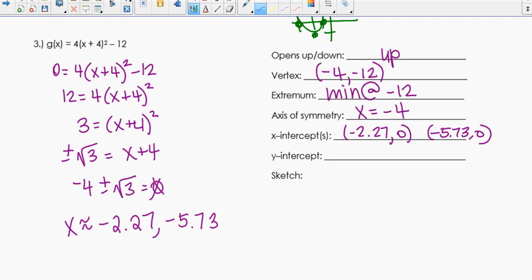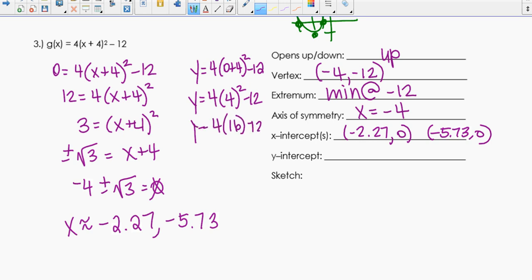All right, y-intercept, you're going to set x equal to 0. So we have y equals 4 times (0 plus 4) squared minus 12. Just watch your order of operations here, you guys. Some of you really like to ignore that. So you have 4 times 4 squared minus 12. So y is 4 times 16, because that's 4 squared, minus 12.